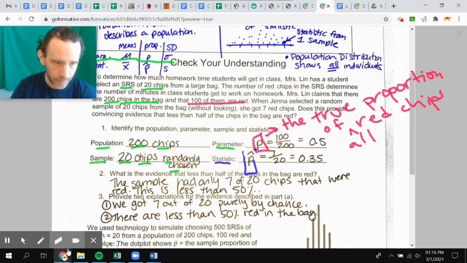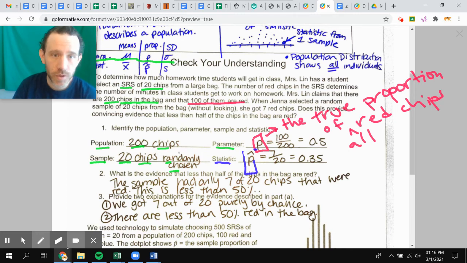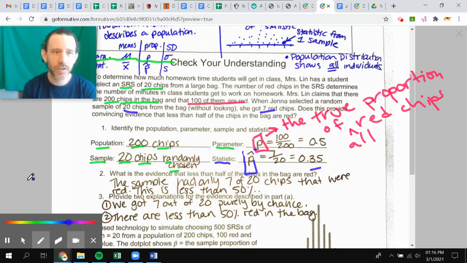If you ever see the symbol P hat, you're talking about a sample proportion. And in this case, our outcome was 7 out of the 20. All right, and that's the outcome there. In words, you would say the sample proportion of red chips is 0.35. And that's super important because now I can use that to compare to the population, and we can start to figure out if Miss Lynn's claim is legit or not.